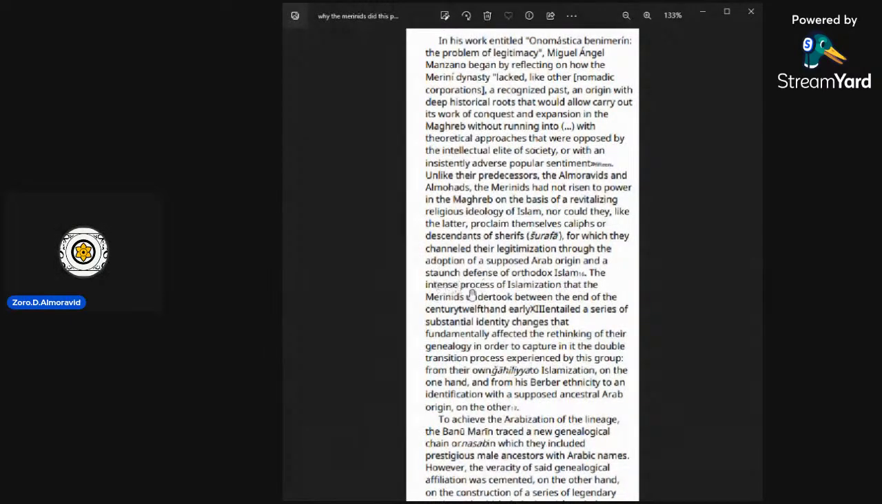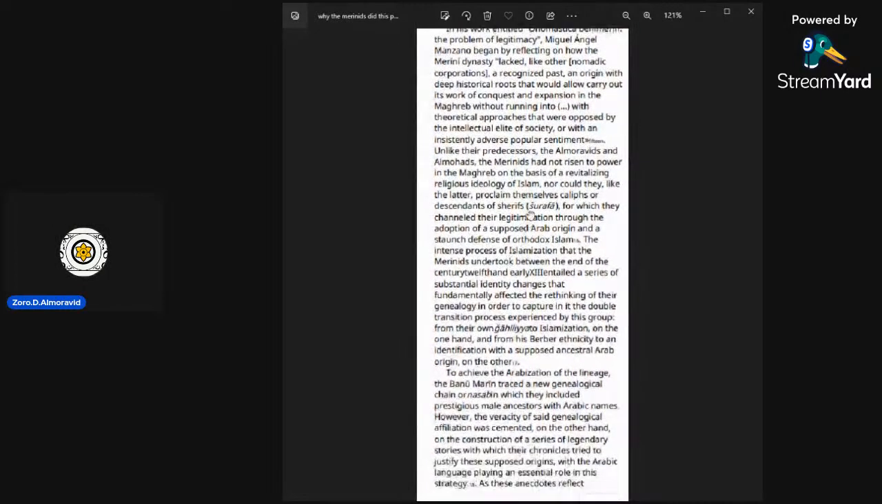The intense process of Islamization that the Marinids undertook between the end of the 12th century and early 13th century entailed a series of substantial identity changes that fundamentally affected the rethinking of their genealogy, and you should add here, of current Moroccan populations, in order to capture in it the double transition process experienced by this group: from their own Jahiliyyah to Islamization on the one hand, and from their Berber ethnicity to an identification with a supposed ancestral Arab origin.